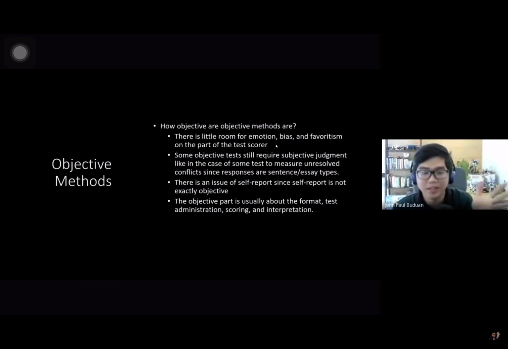So syempre, pag ikaw na assessor, i-check mo yung drawing. And parang may judgment call yung clinician doon. So may mga clinician na high standard, may mga clinician na very lenient. So may factor na ganun. And then of course, there's an issue of self-report, just as I mentioned. And the objective part is usually about the format of the test administration, scoring, and interpretation, but not necessarily the thing that is being measured. Okay? So that's objective methods for you. Yung mga ginagawa natin na test, those are objective methods. And yung mga ginawa nyo, objective yung mga yun.